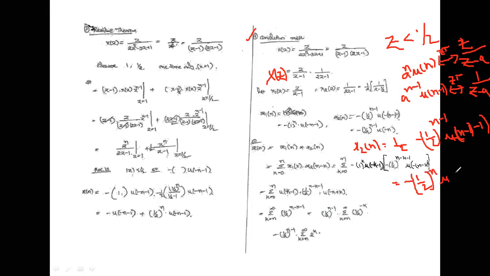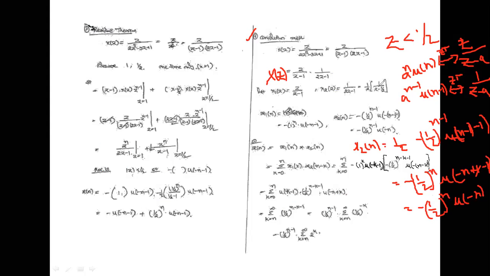And mu of minus of n minus 1 means it becomes mu of minus n plus 1 and minus 1. So that is equal to minus 1 by 2 whole power n, mu of minus n only. The 1 and minus 1 get cancelled here. Got it, my dear students?